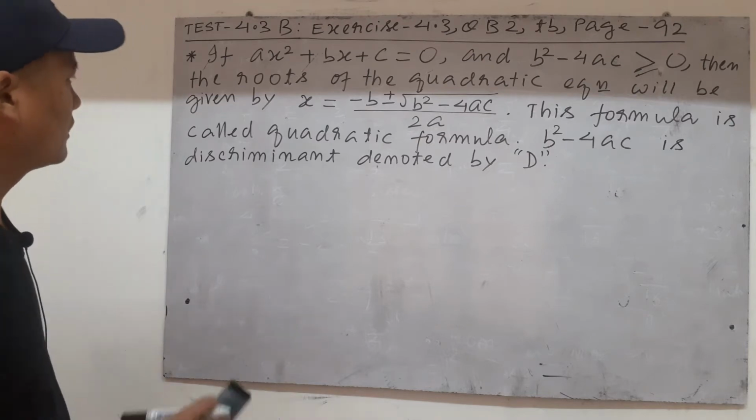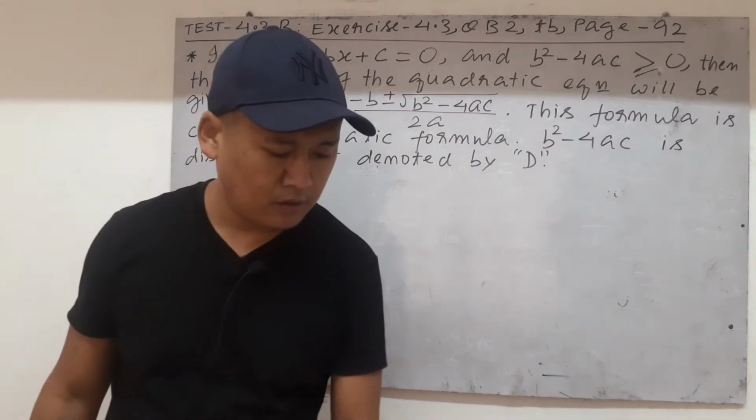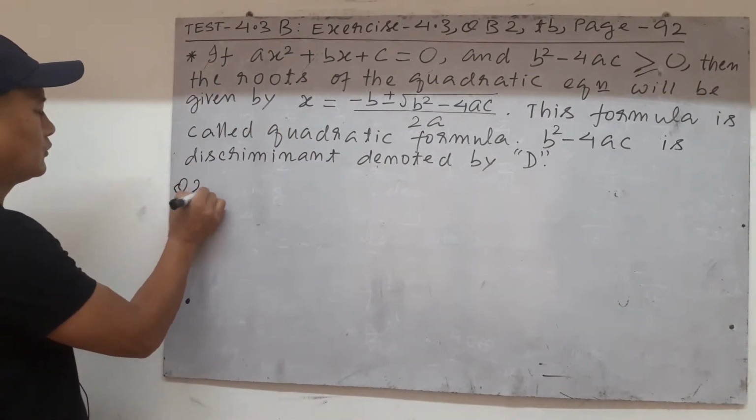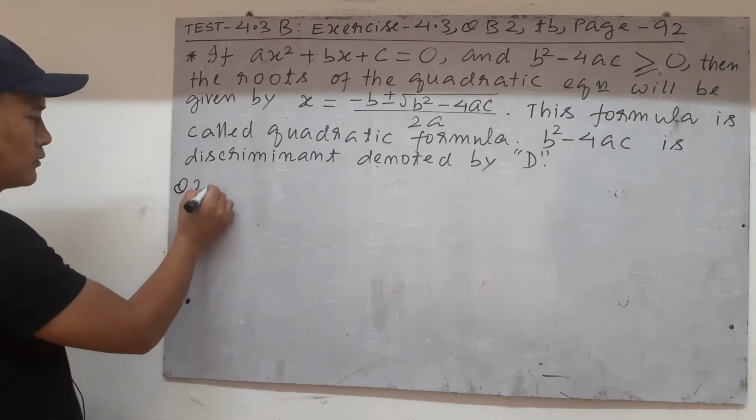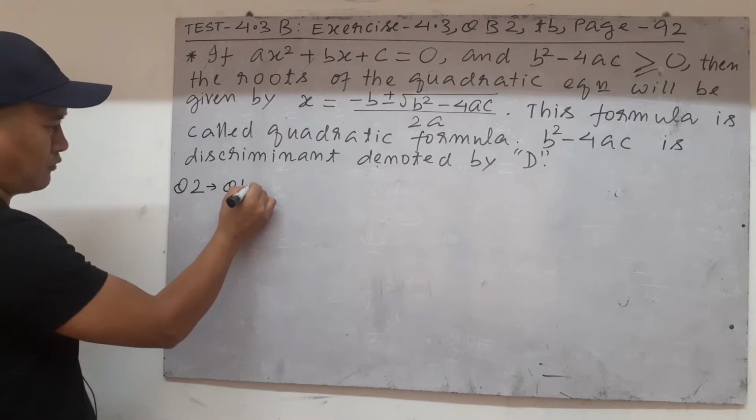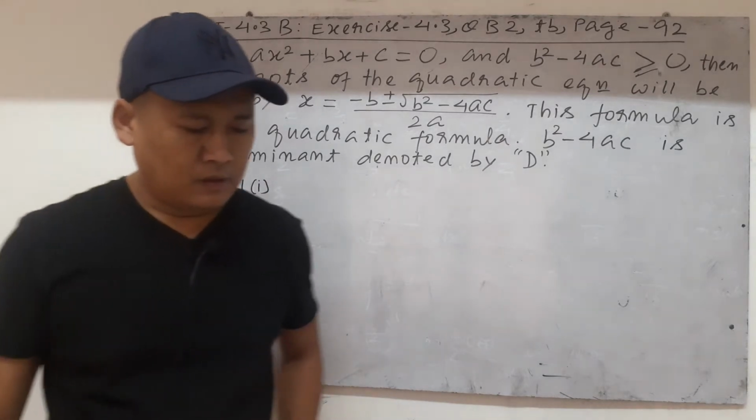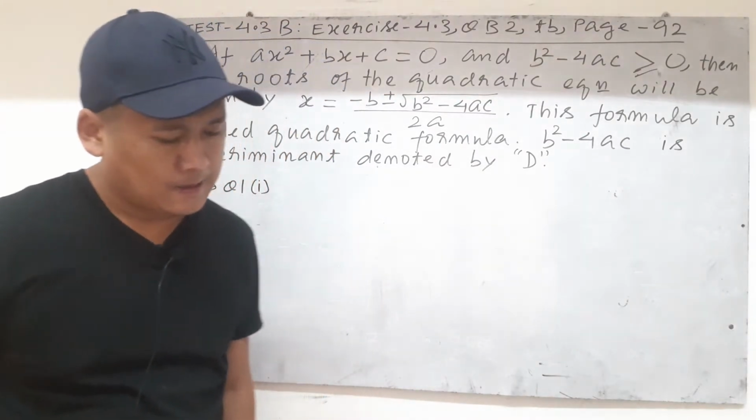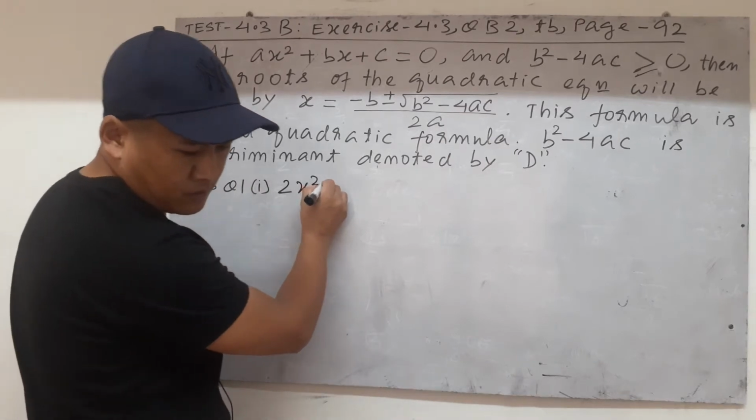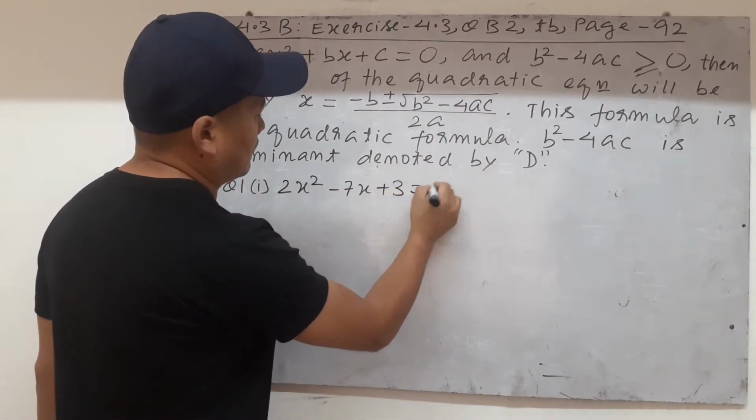Having done this, now we can start with question number 1. Question number 1, subheading 1. This is our question number 2. So this question number 2 is nothing but they're saying use the same question as question number 1. So the first one is 2x squared minus 7x plus 3 equal to 0.